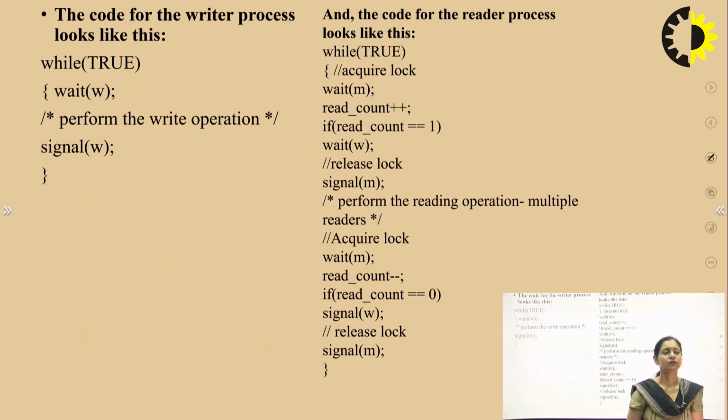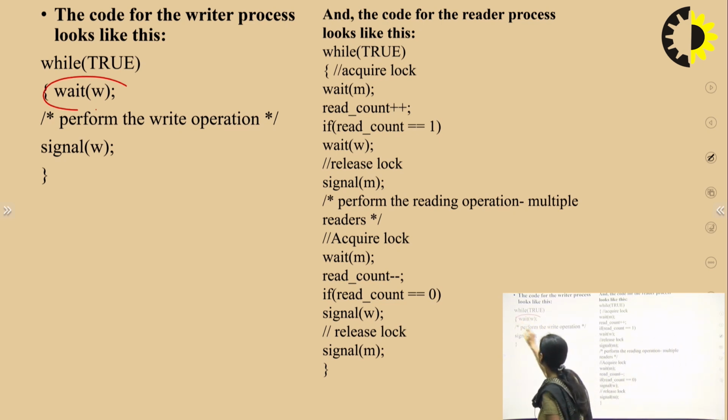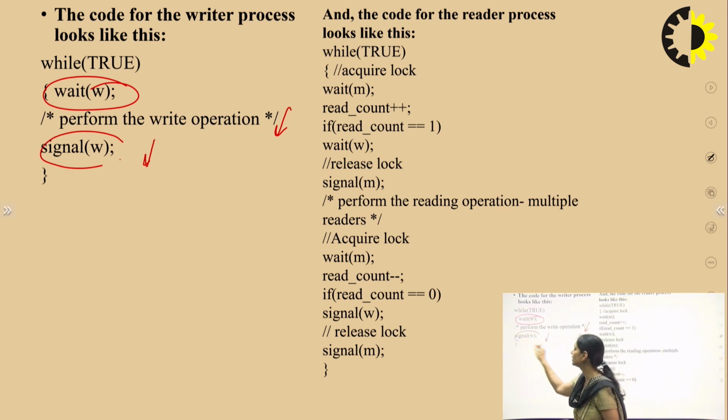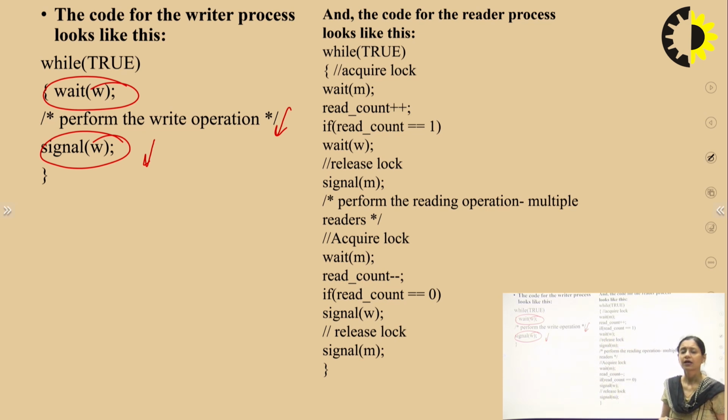If we look at the code of the writer's process, the writer will put a wait on W. The writer will perform the write operation, whatever operation needs to be done, and then once it is exiting, it will put a signal on W. Now if we look at the reader's code, when the first reader is entering, it will put a wait on the mutex, it will put a lock and will increase the read count, because multiple readers can enter into the reading section.